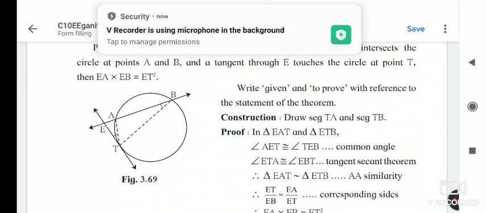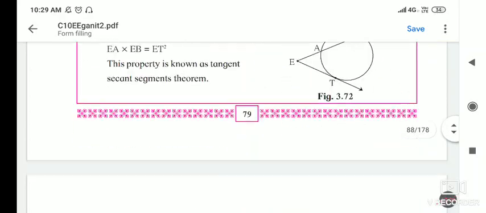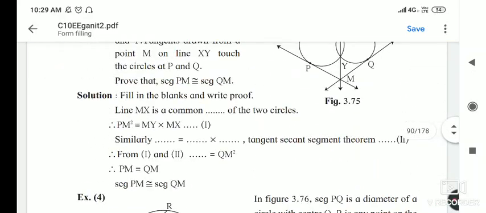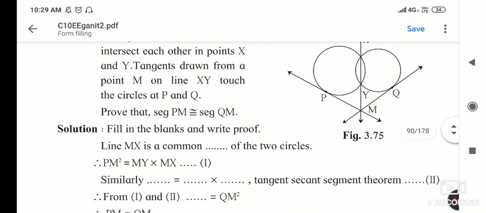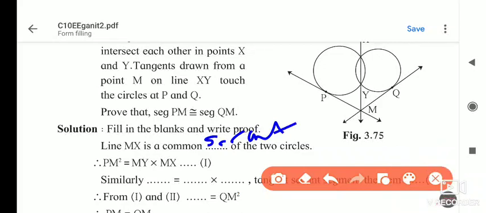PM square is equal to EA into EB, that we have to write here. So I will write here first of all. Here is our figure. Okay, it is a common secant, we have to write here. So PM square is equal to what will come here? My into Mx.